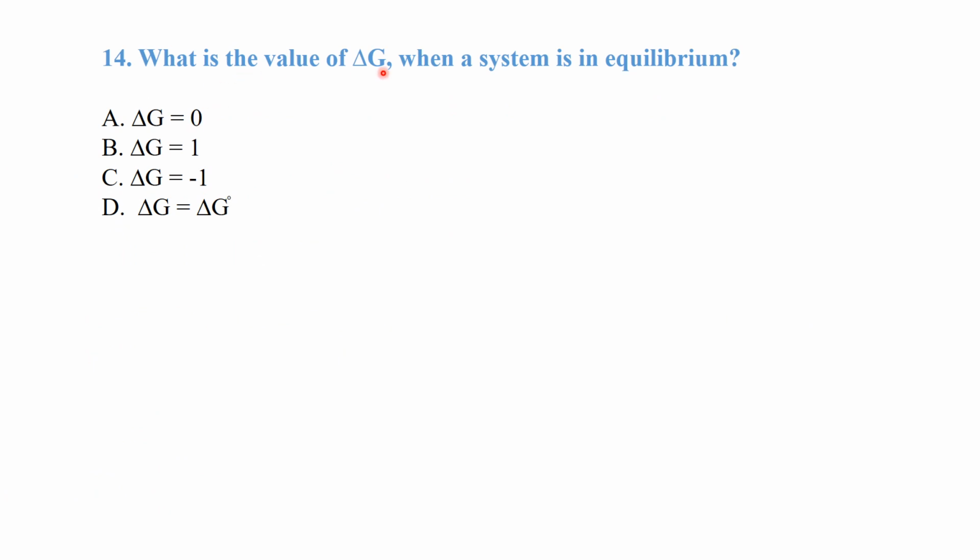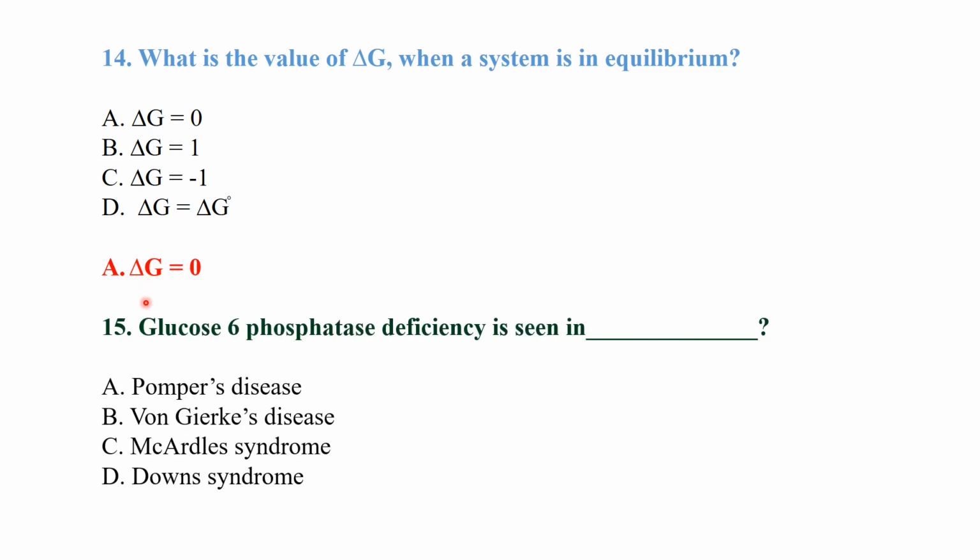What is the value of delta G when the system is in equilibrium? This is a very important bioenergetics question. The answer is delta G will be 0. Free energy will be 0. Glucose 6-phosphatase deficiency is seen in von Gierke's disease.